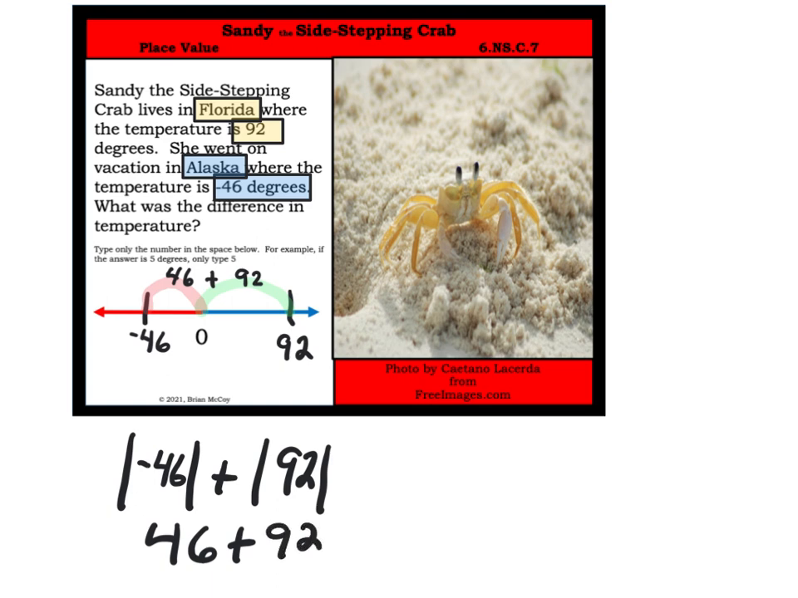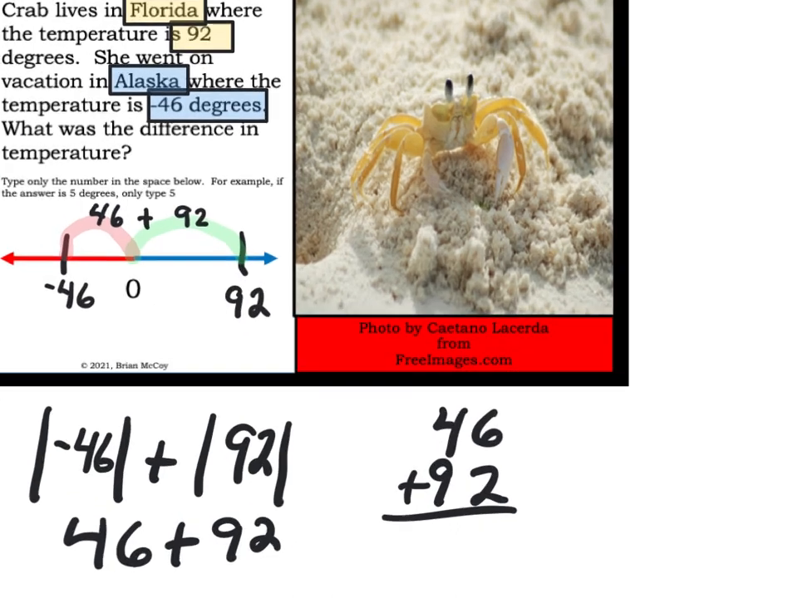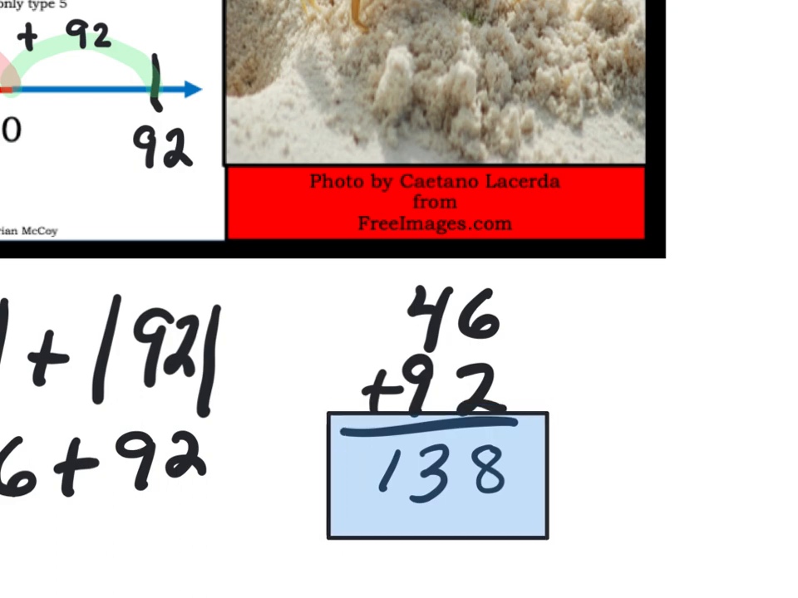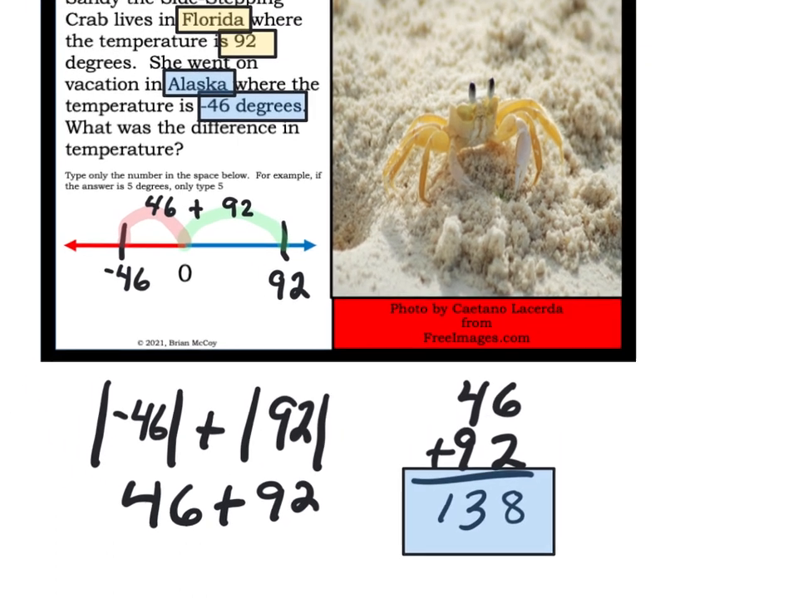And that really means I'm going to take 46 plus 92 and add those two temperatures together, right? And if I do that, I get 6 plus 2 is going to give me 8 down here. Drop that 8. And then 4 plus 9 is going to give you 13. So drop that 13. And right there, my friends, is your answer, 138. And you've got to love that, right?